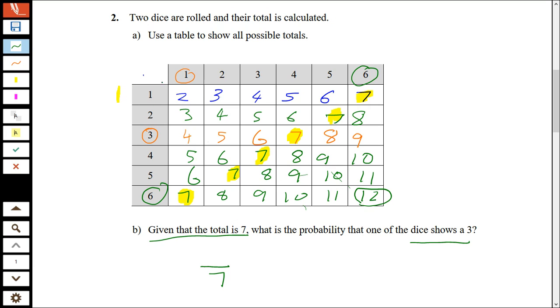What you need to do then is go to the 3s column. Where are we? Not there. So you go to the 3s column here, and I'm just going to circle.